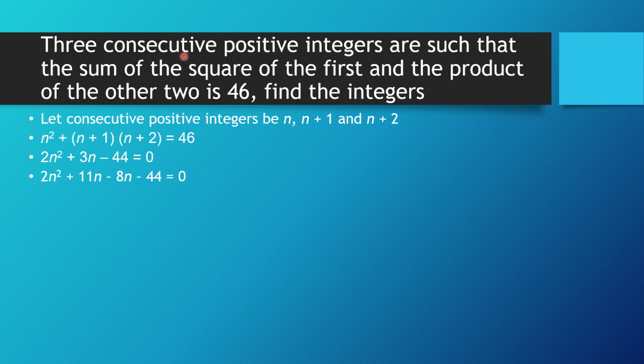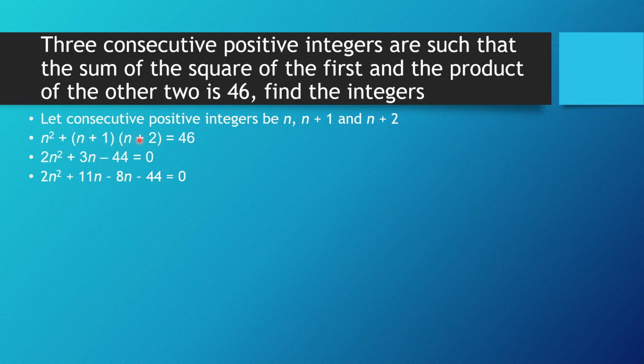So if I say the first number is n, the next should be n plus 1 and the next should be n plus 2. So three consecutive positive integers such that the sum, meaning addition, of the square of the first and the product of the other two. Addition of what? Square of the first number, that is n square, and product of the other two numbers, n plus 1 and n plus 2, is equal to 46.